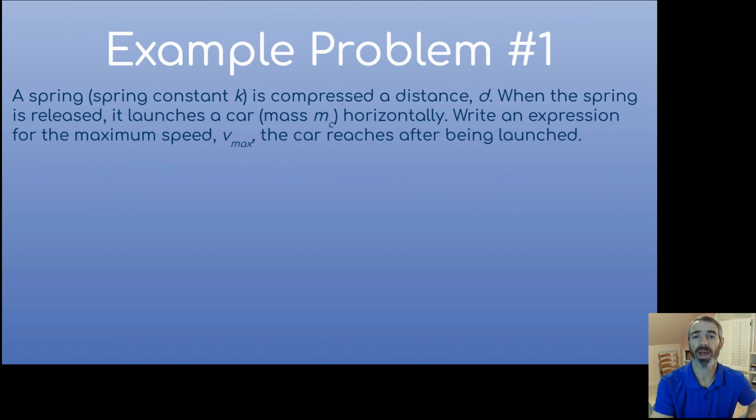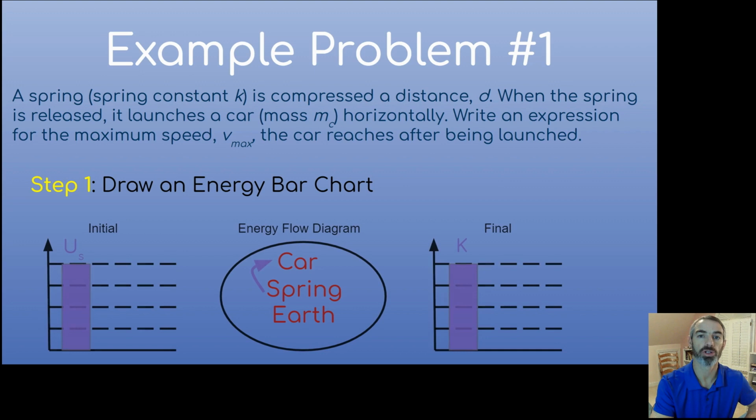So in this example, we have a spring that is compressed a distance, and we have a car that has a mass, and it is launched horizontally by the spring. And we want to write an expression for Vmax, which is the maximum speed that the car reaches after being launched. So step one is to draw an energy bar chart. If you need a review of this, click on the card above and you can learn how to draw your energy bar charts.